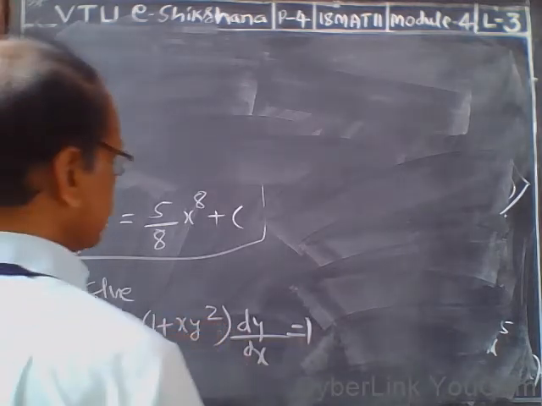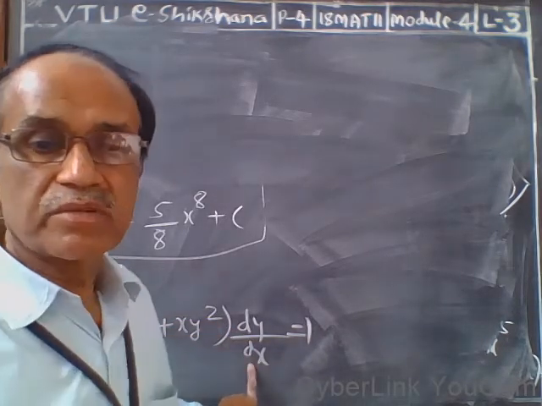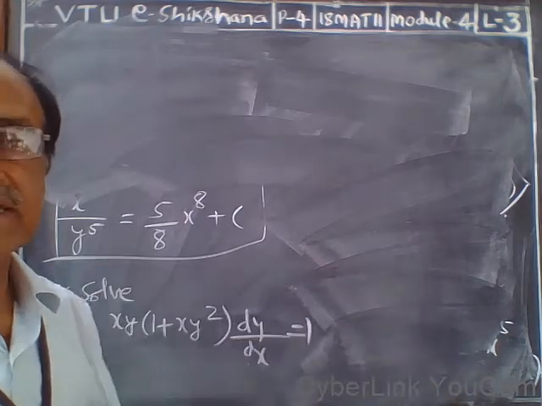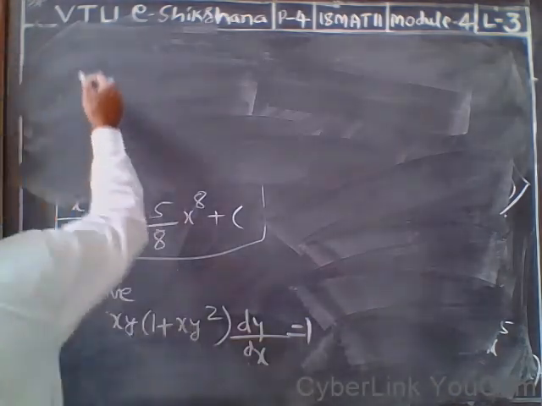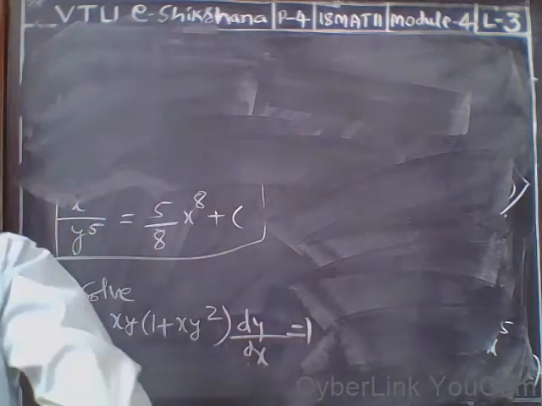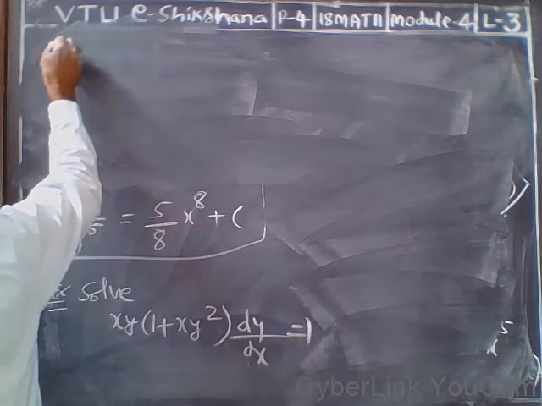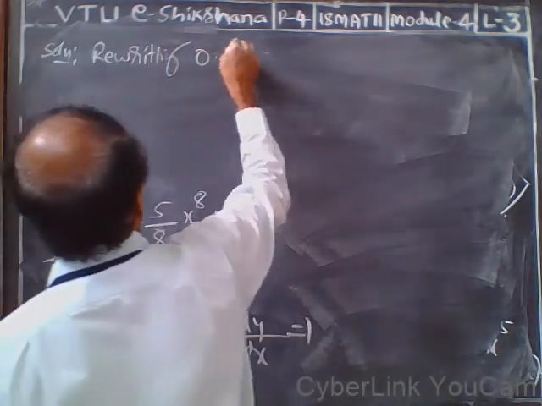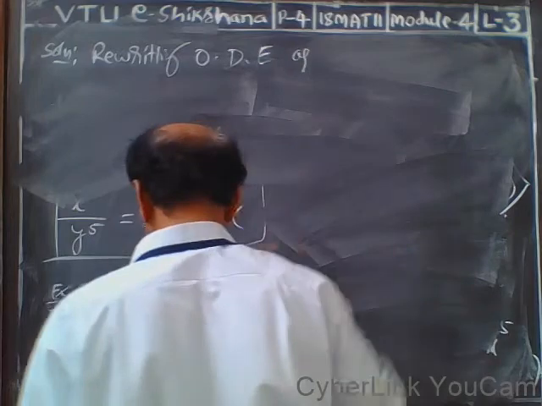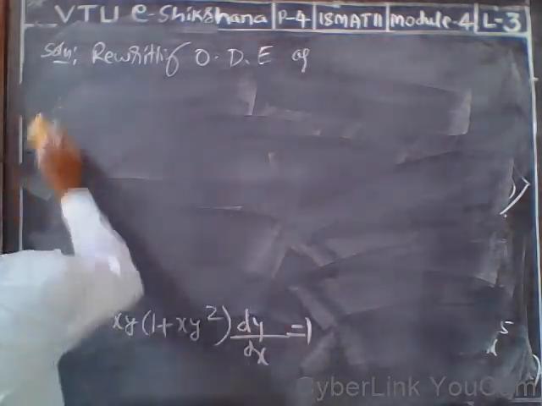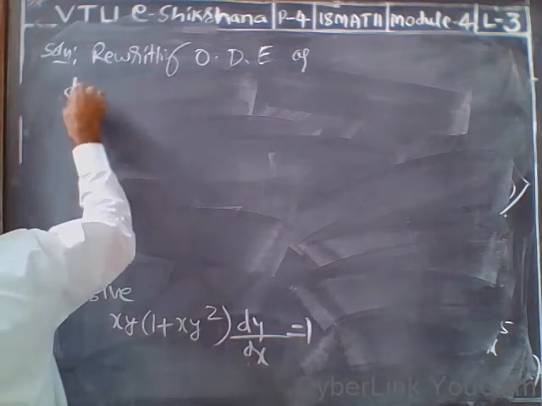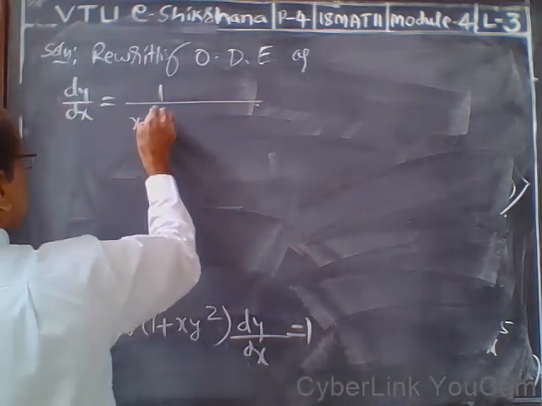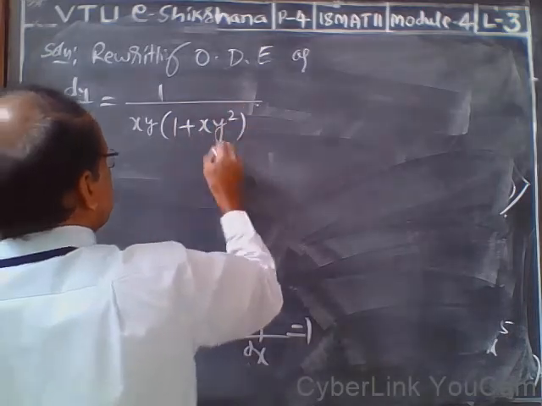You rearrange all these terms, leaving dy by dx alone, separately, then how you are going to write p of x and how you are going to write q of x on the right side according to the standard form. Let me take this problem by the division of this coefficient of dy by dx. Therefore, in the solution, we rewrite the ODE as dy by dx equal to 1 divided by xy into 1 plus x into y square.